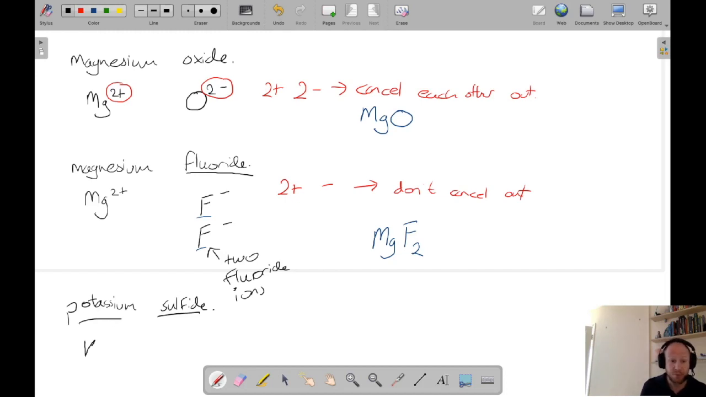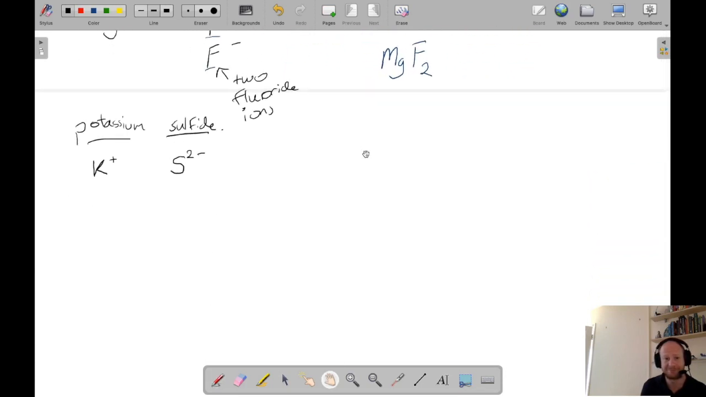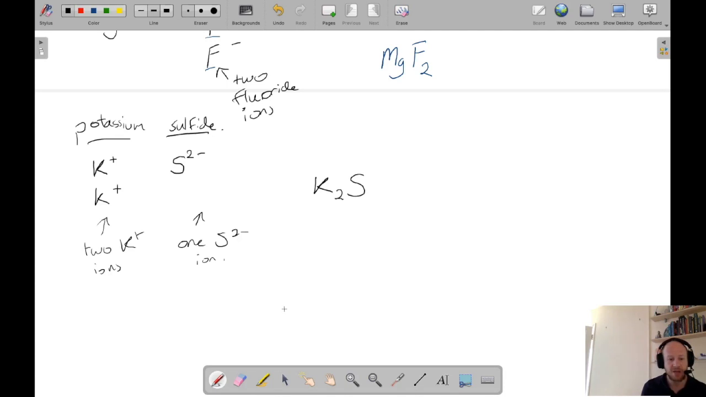So, potassium is a 1+ ion because it's in group 1, and sulfur is in group 6. So that will form an S2- ion. Now, if these two things react together, then what we're going to need is 2 potassium ions here, because now I've got 2 pluses there and one 2- there. I've got 2 K+ ions and I've got 1 S2- ion. So what's the formula? The formula is going to be K2S.